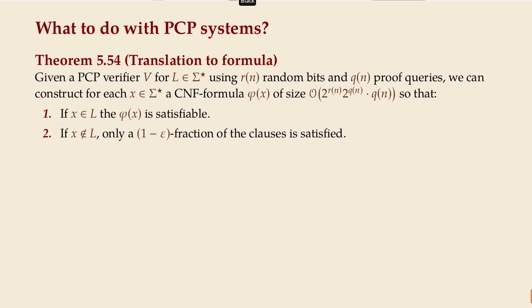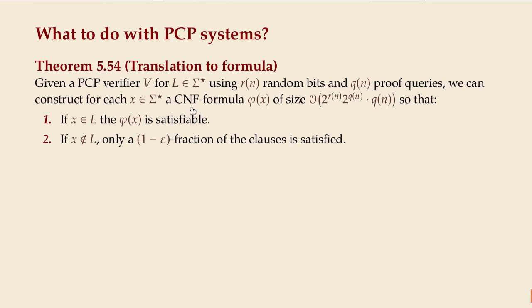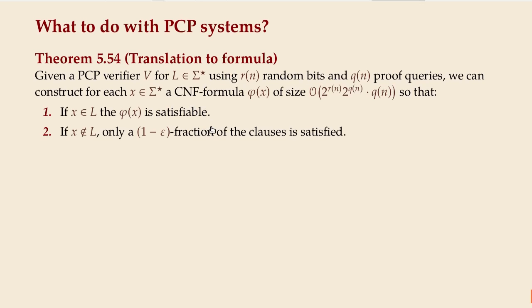And another direction is you can translate a PCP system back to a formula and to a very specific one. So if you have a PCP verifier V for some language, and again, we assume it uses R random bits, Q proof queries. Then we can construct, I mean there is an algorithm with a running time that is essentially depending on the length of the formula. It doesn't have to do any magic steps. So we can construct a formula, a Boolean formula phi. That's actually in CNF. With this size and the following nice property.